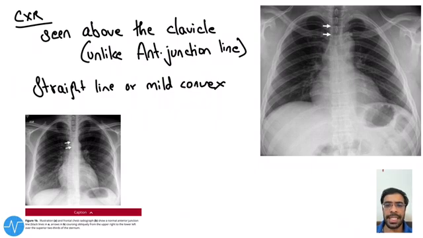On your left there is a diagram showing the anterior junction line, which is below the clavicle, while the posterior junction line is above the clavicle. Same oblique line or a straight posterior junction line.